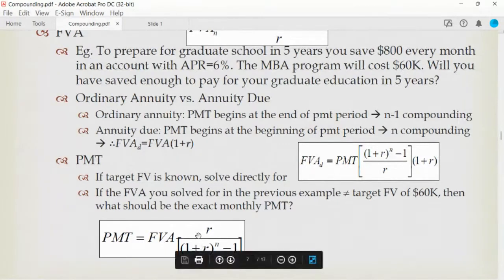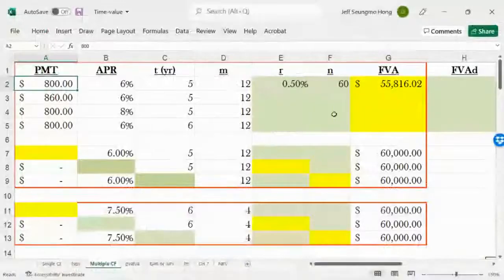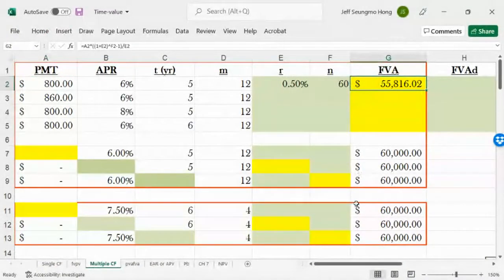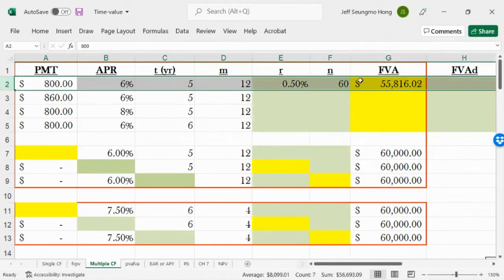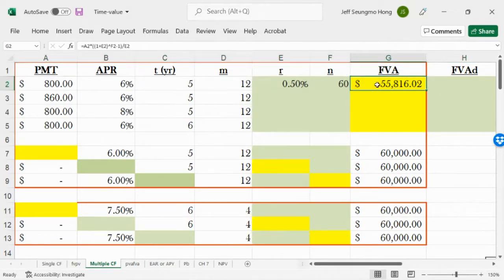No, we don't know. We'll have to find out. That's why we did this. So this is only half the answer, not the final answer. And it's clear that it doesn't reach our goal. Putting $800 is not going to hit our target future value, which is $60K. This scenario will fall short of our target by about $4,000.